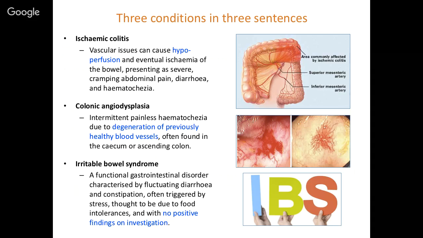Colonic angiodysplasia is essentially, often with age, degeneration of previously healthy blood vessels. And irritable bowel syndrome: they can have fluctuating diarrhea and constipation, often triggered by stress. It's thought to be due to food intolerances. There's a lot of research going into the FODMAP diet. You might have heard of that. And the thing is, there are no positive findings on investigation. Okay, so colonoscopy could be completely normal, but the patient is still symptomatic, generally irritable bowel syndrome.